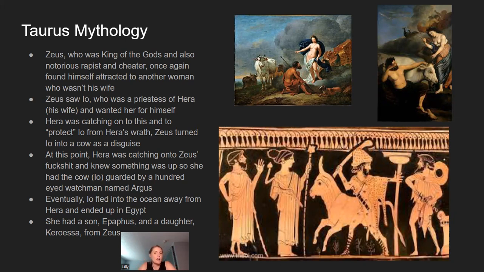Anyway, Zeus saw Io, it looks like Lo, but it's I-O, Io, or you might say it differently, but I say Io, who was actually a priestess of Hera. So a priestess of his wife, and he wanted her for himself.